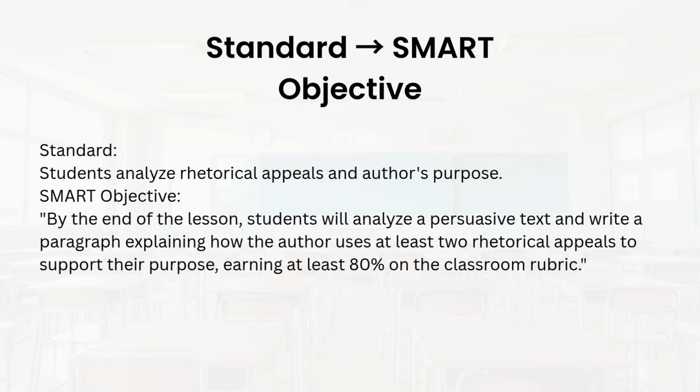Notice that the SMART objective includes all 5 components. It is specific because it identifies the skill. It is measurable because students produce a paragraph using a rubric. It is achievable because it is appropriate for the lesson. It is relevant because it is directly connected to the TEKS. It is time-bound because students complete it by the end of the lesson.